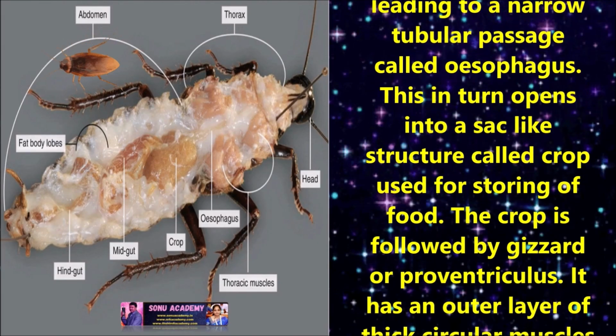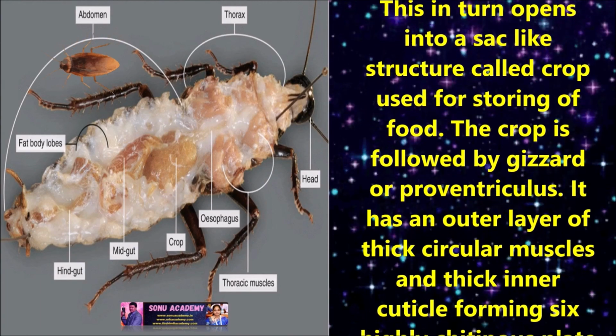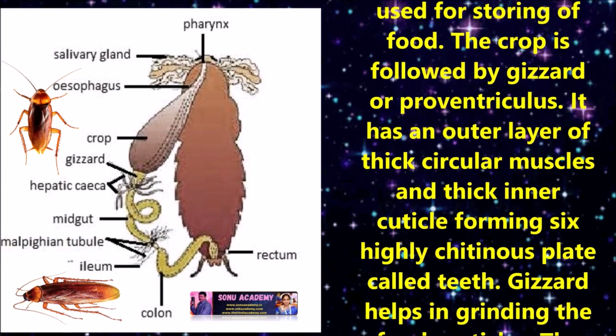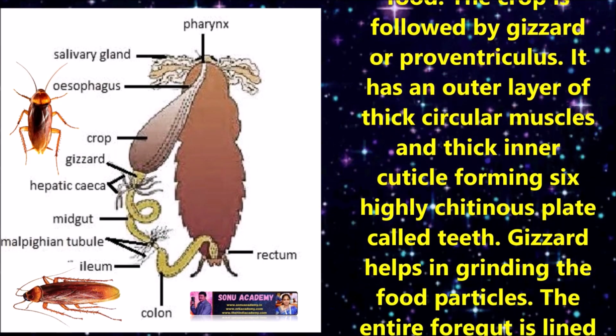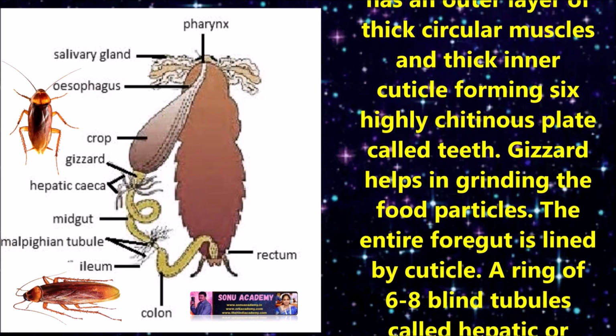It has an outer layer of thick circular muscles and a thick inner cuticle forming six highly chitinous plates called teeth. The gizzard helps in grinding the food particles. The entire foregut is lined by cuticle.